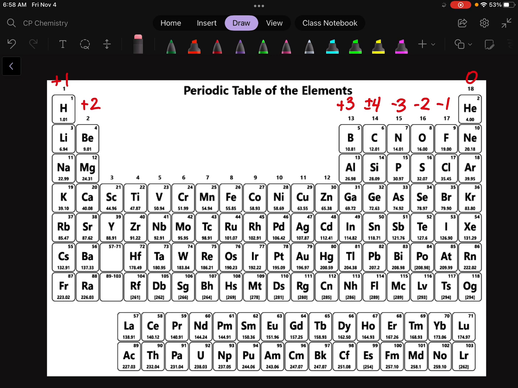And then you can move across group 14. We'll get a plus or minus. Group 15, this is when you have 5 valence electrons, so they're going to gain 3 to make that octet and get a -3. Group 16 will gain 2. Group 17 will gain 1 and get a -1.